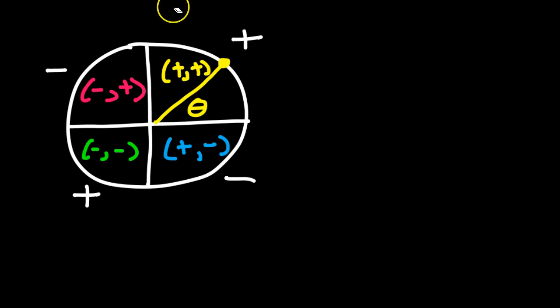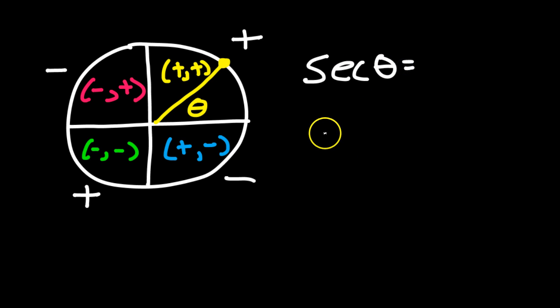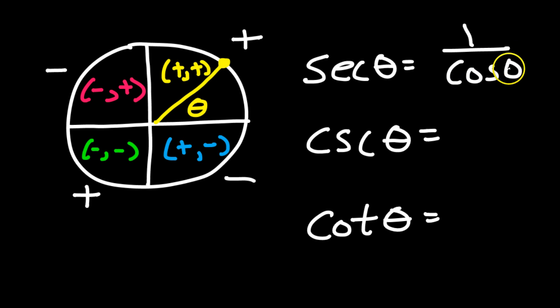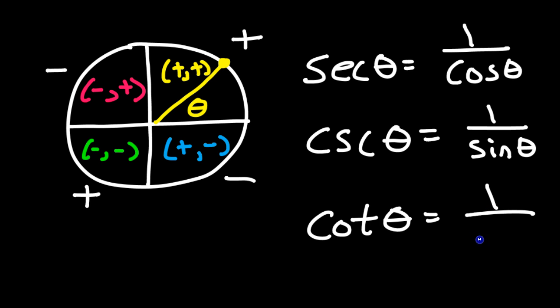Now here's the last thing you need to know. You need to know what secant, cosecant, and cotangent are. Now these are just the reciprocals of the three functions we were just talking about. Secant is just the reciprocal of the cosine function. Cosecant is the reciprocal of the sine function. And cotangent is the reciprocal of the tangent function.